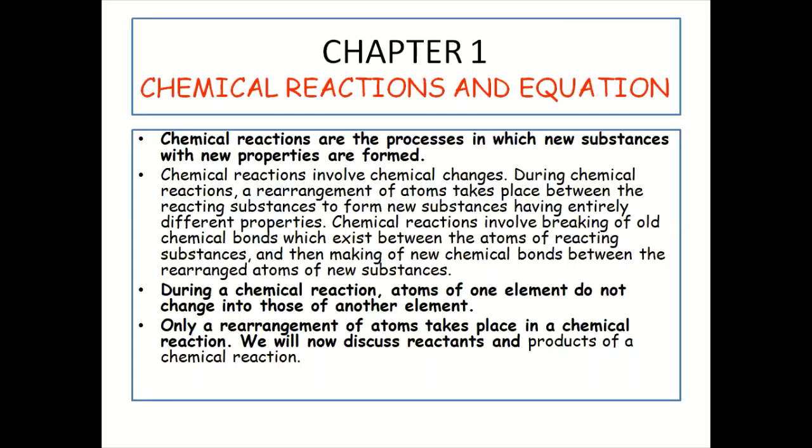So first of all, what is a chemical reaction? Students, the definition is very simple. Chemical reactions are the process in which a new substance with new properties is formed. First of all, it's a process, where some new substances are formed, and these new substances will have new properties. So if in a chemical reaction new substances are not formed, then you cannot call it a chemical reaction.